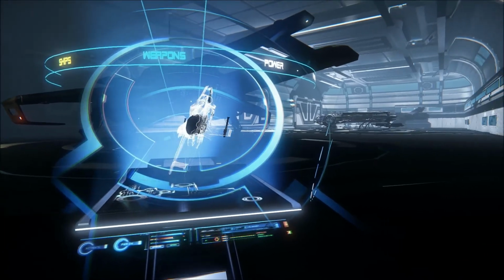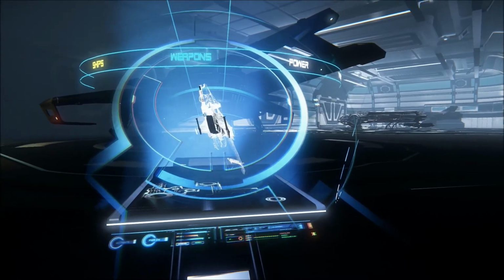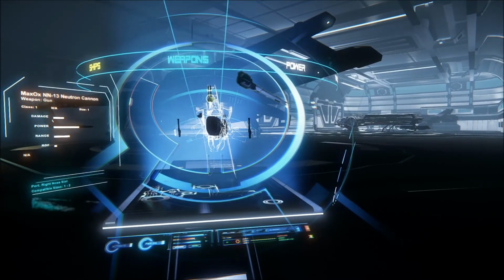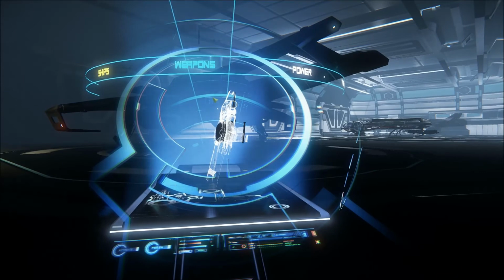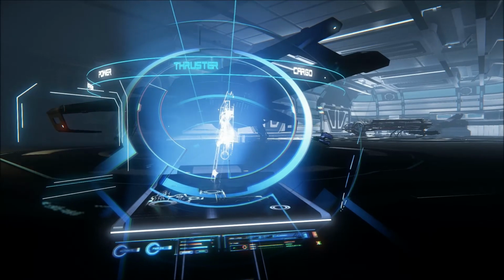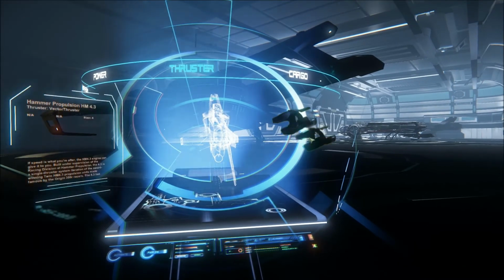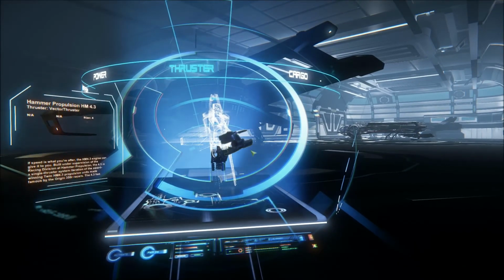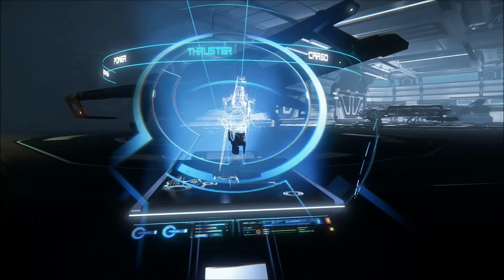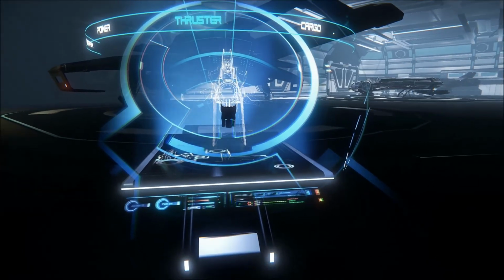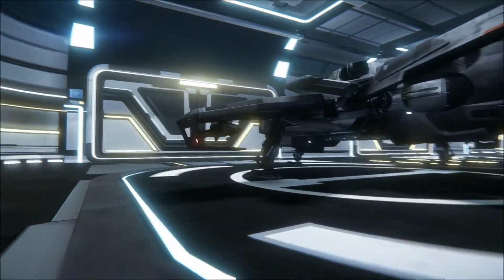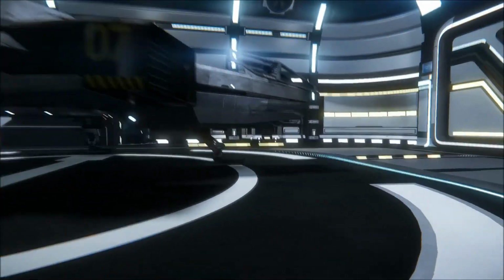You see how that one showed up red, that one hard point showed up red because the weapon was not the appropriate type. Oh, we can't forget to put our thruster nozzle back on. That should be it. Our engine and our nozzles are back. There's the side guns.